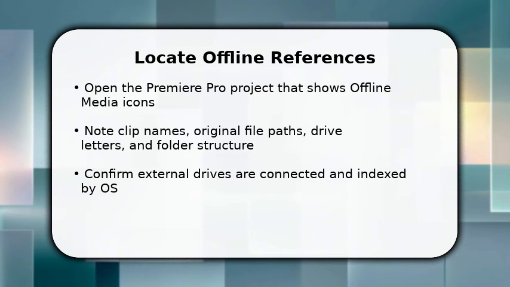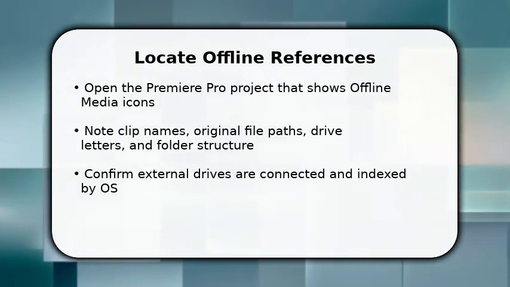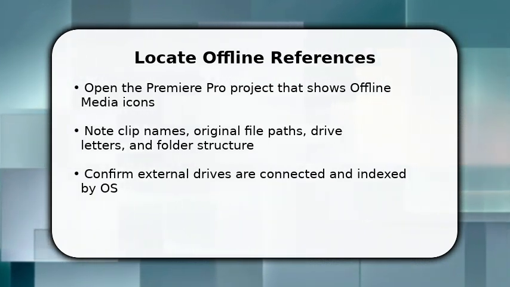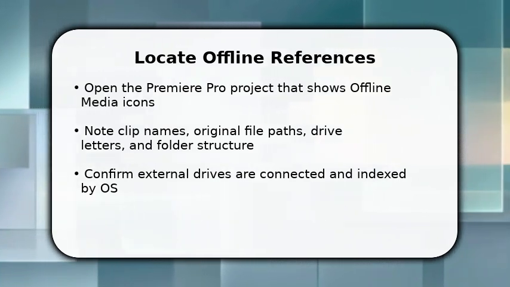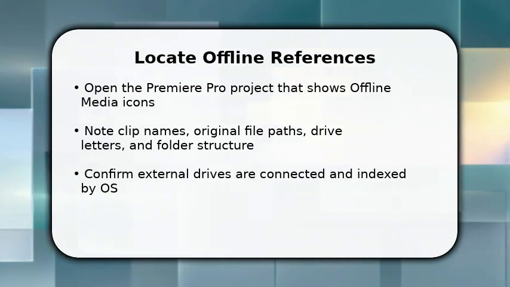You begin by finding where Premiere thinks the files should be. Open the project, select clips with the red offline indicator, and check their recorded file paths in the metadata or link media dialog. Once done, make sure the external drive letters match and the folders exist. Mismatches are the usual culprit.